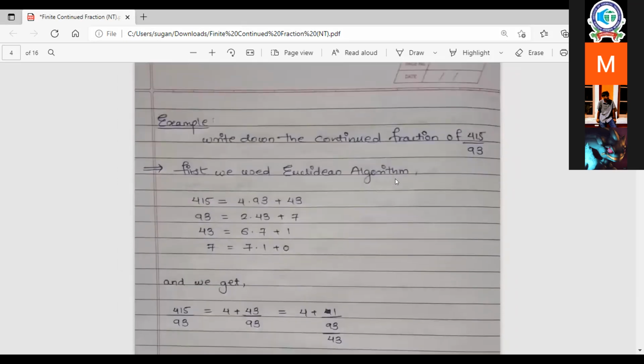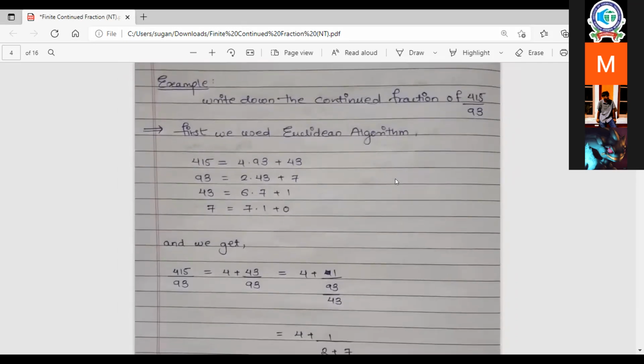Now let's do one computation of a finite simple continued fraction. A finite simple continued fraction for a rational number has a strong connection with the Euclidean algorithm. So we have here 415 by 93. First we use the Euclidean algorithm. Then we get 415 is 4 times 93 plus 43.